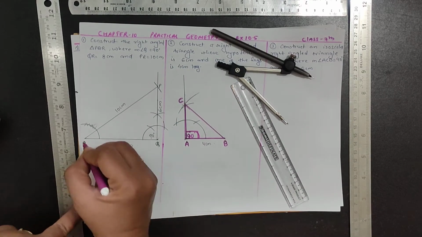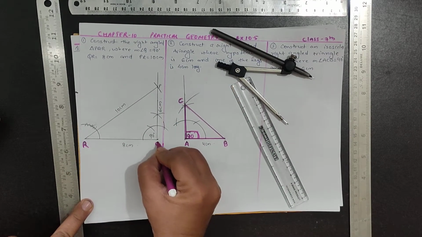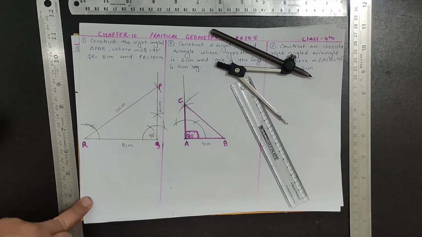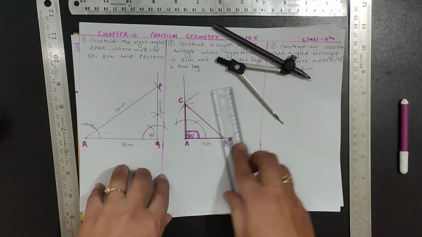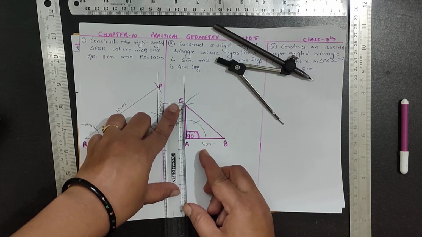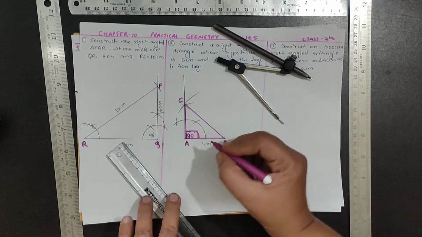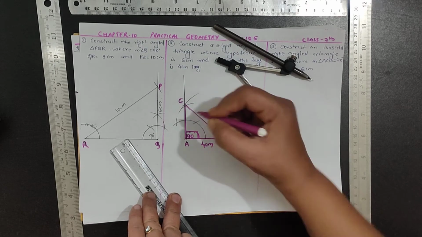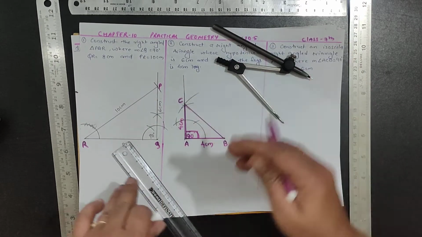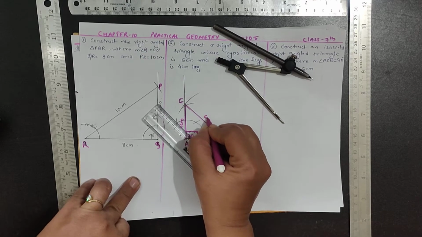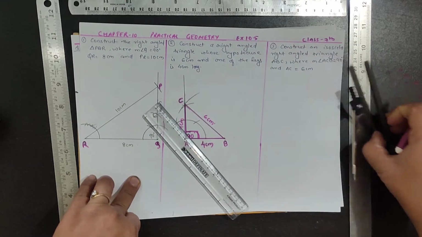Here also we have done R, Q and P. So after this you have to measure these segments also. So here it is, again it is 4 centimeter. This was also 4 centimeter. It is also 4 centimeter, and this is the 6 centimeter. That is written in your question only. Okay.